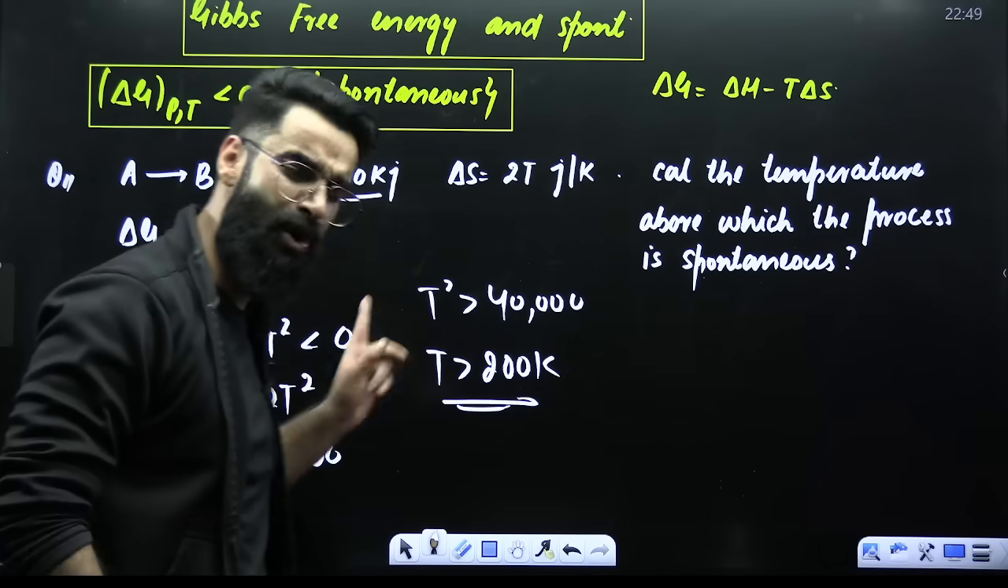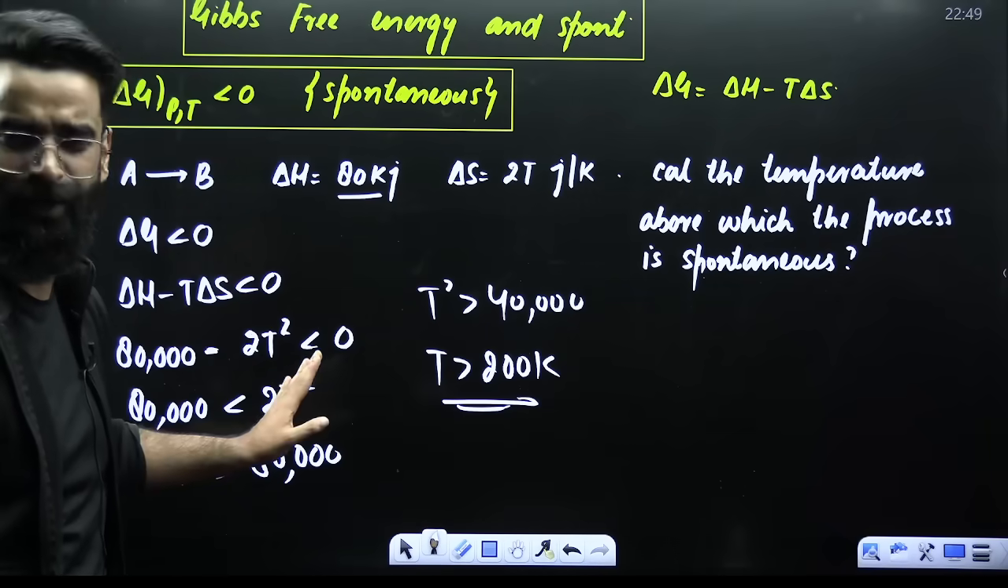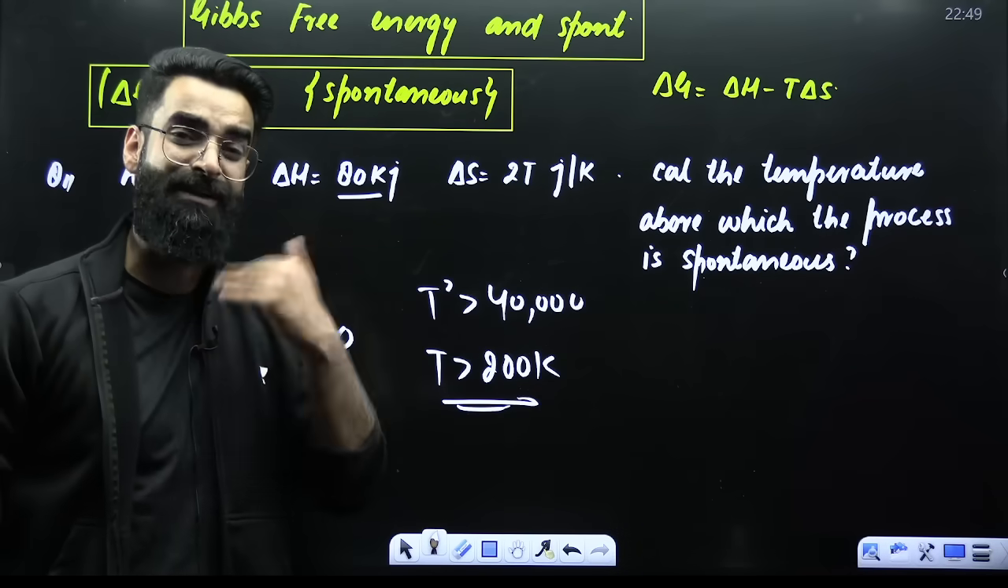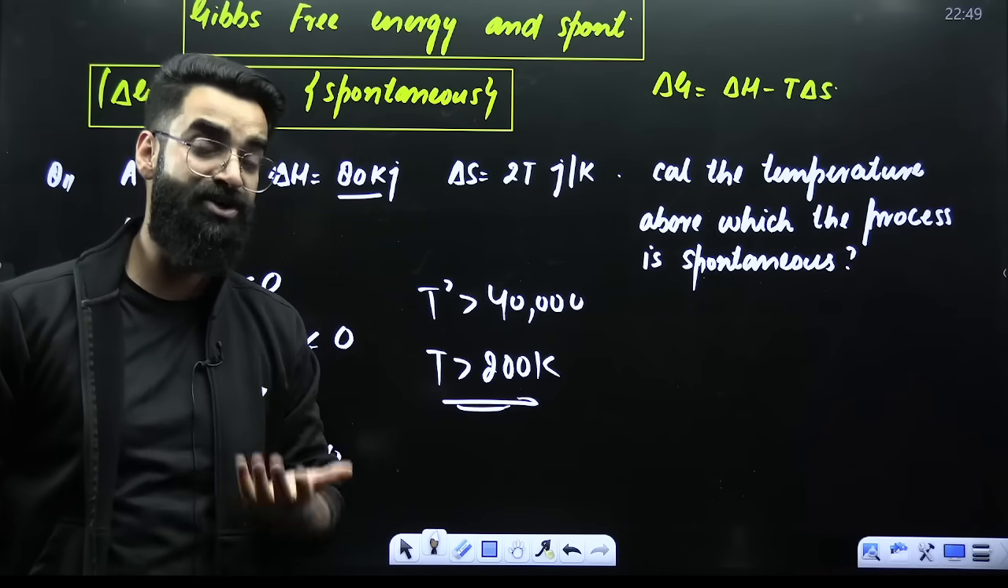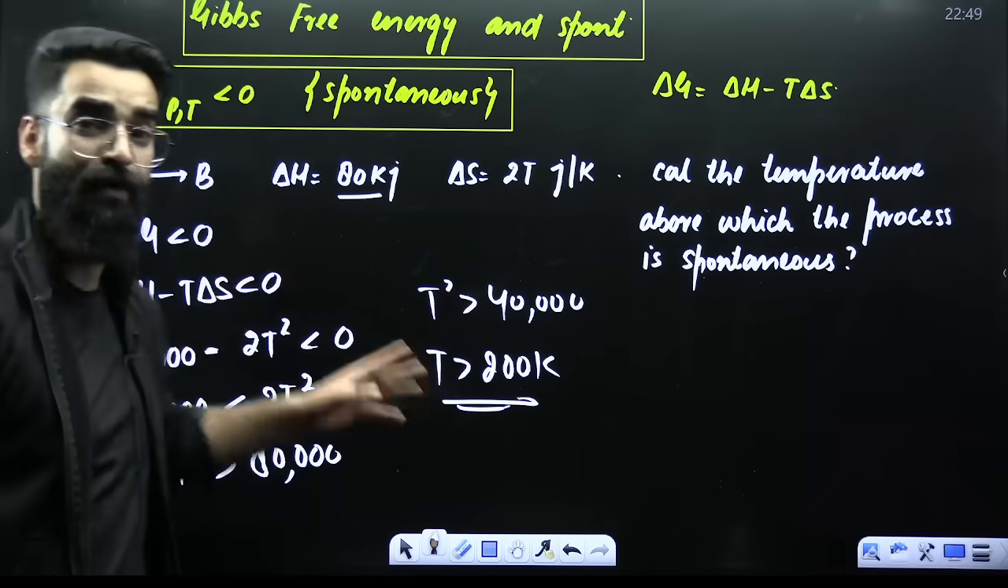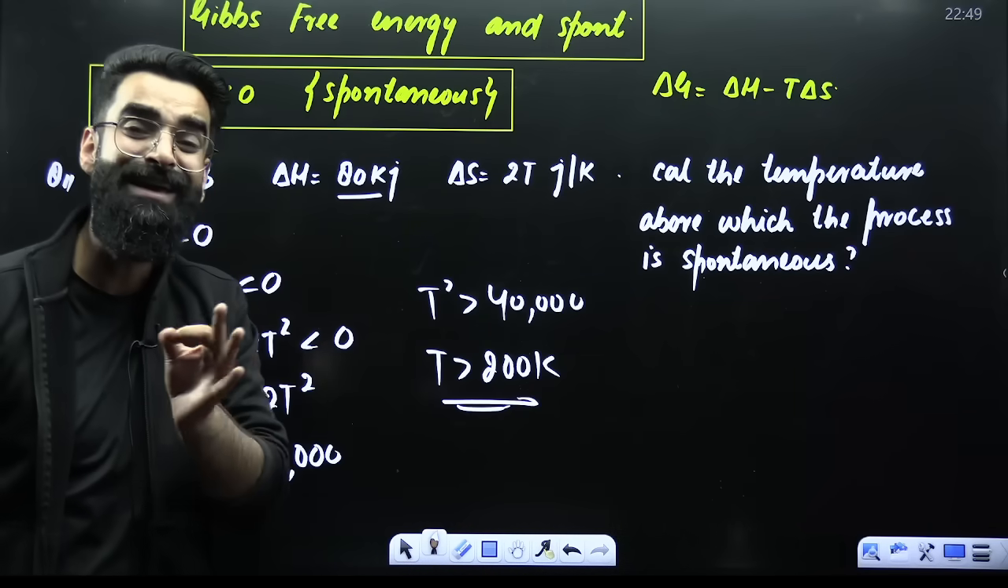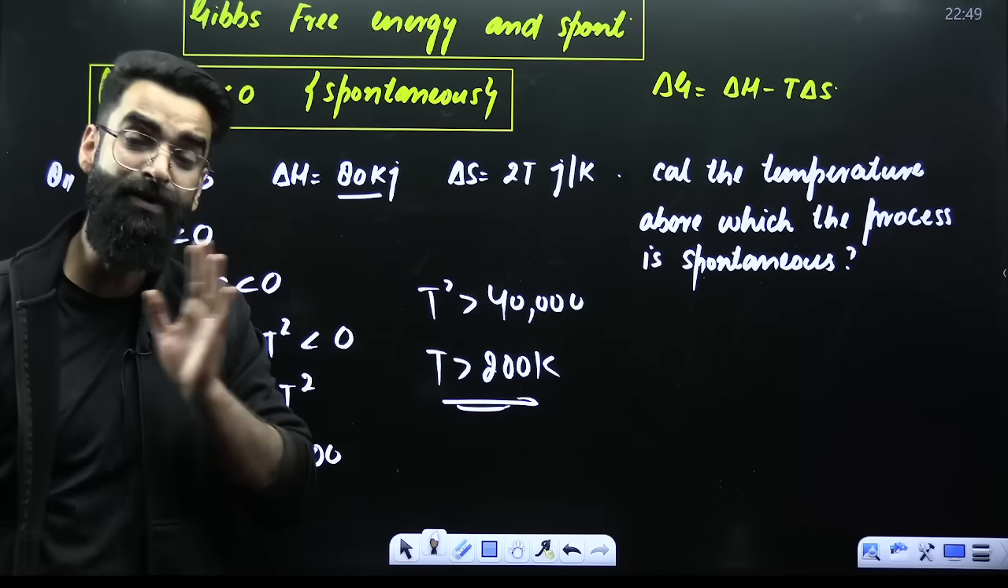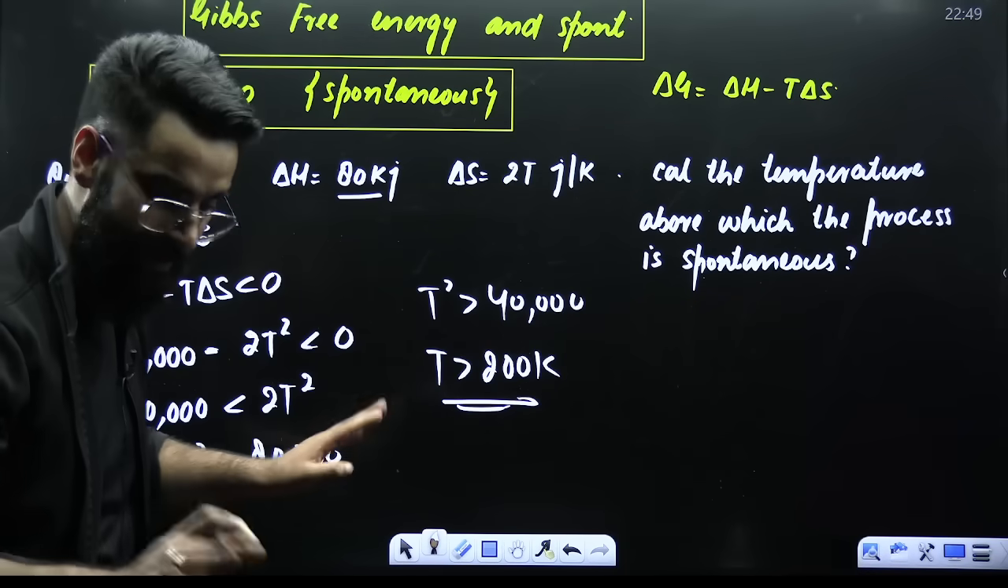spontaneous. This is a short question which is almost asked every year in your examination, wherein you have to check the temperature above or below which the reaction is going to be spontaneous. And you should know for any process to be spontaneous, delta G for the system has to be negative at constant pressure and temperature. That's all, right?